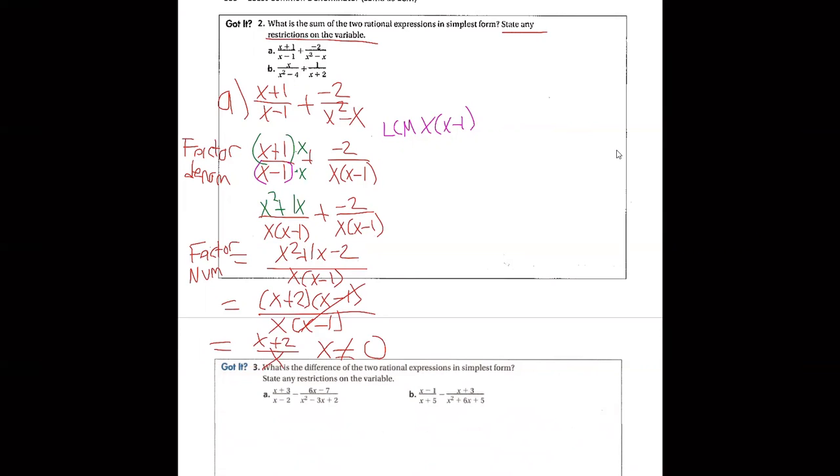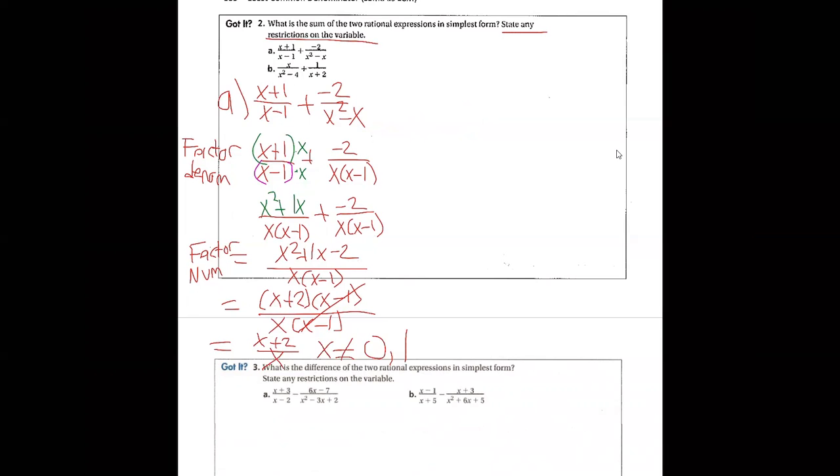But x can't equal 0, obviously. And from that hole that canceled out, it also couldn't equal 1. Both of those would make the denominator equal 0. So those are our restrictions. Basically, what couldn't your x value have equaled?